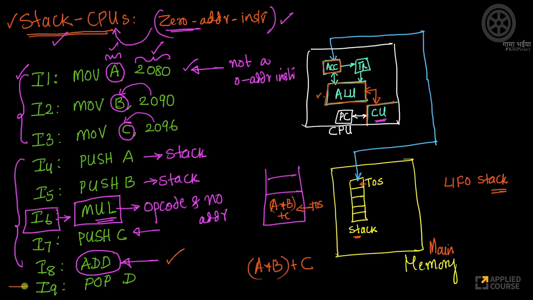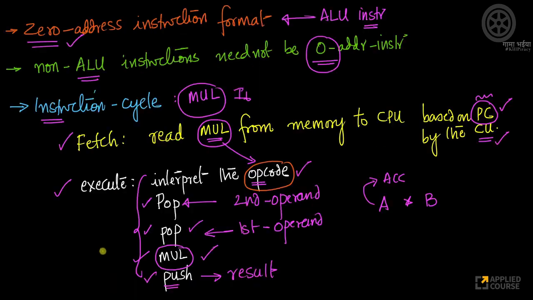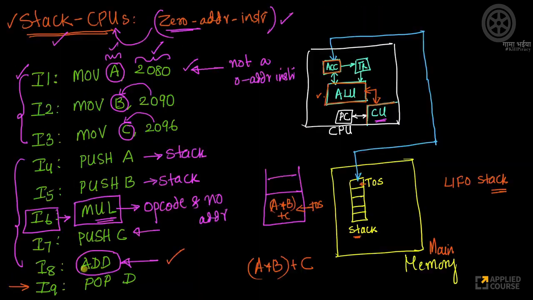Now look at this instruction here. Your mul and add instructions implicitly perform the pops and pushes. But we can also explicitly perform the pop. Look at this instruction. It says pop D. What this instruction says is that whatever is there on the top of the stack, pop it and store it in register D.